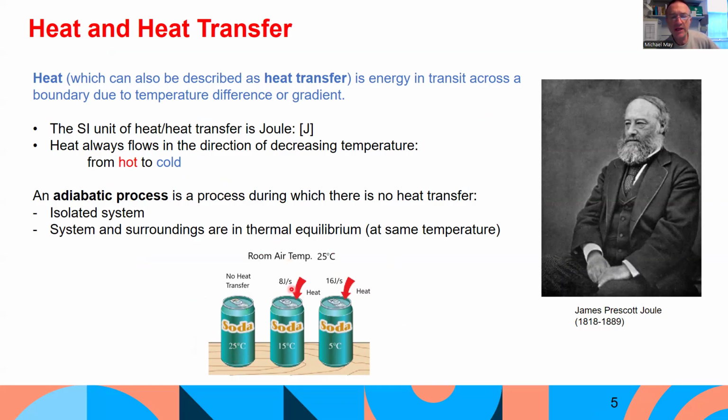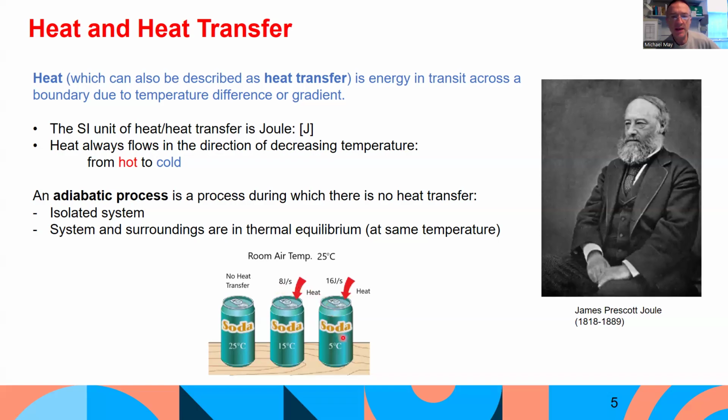So what happens is we've got the air at 25 degrees. The soda in this particular case is at 25 degrees. Although we have a boundary, we don't have a temperature difference. So energy in transit across a boundary due to a temperature difference or gradient is not the circumstance in this case. So there's no heat transfer. We look at the second example, and the soda is now at 15 degrees. So we have a boundary and we have a temperature difference. And in this case, the energy is 8 joules per second. That's the heat transfer rate.